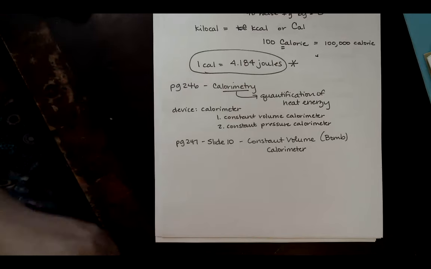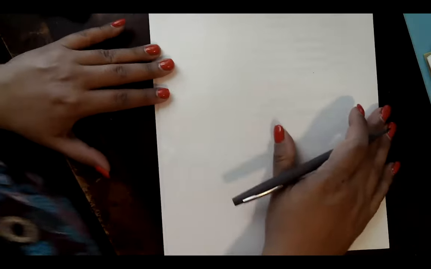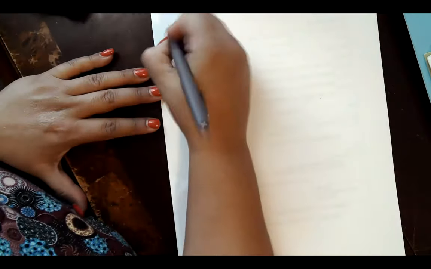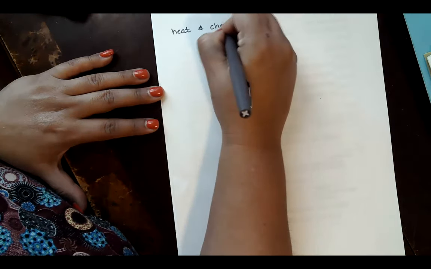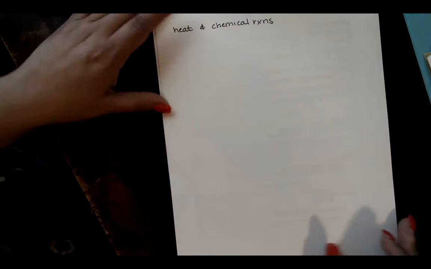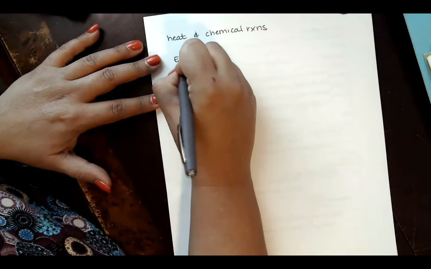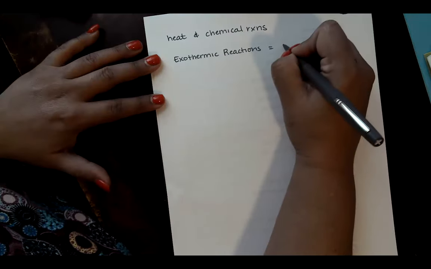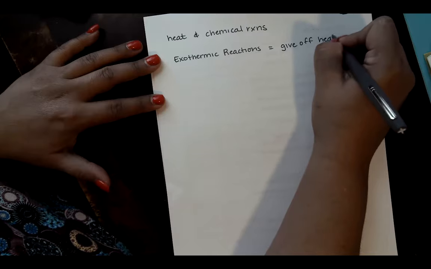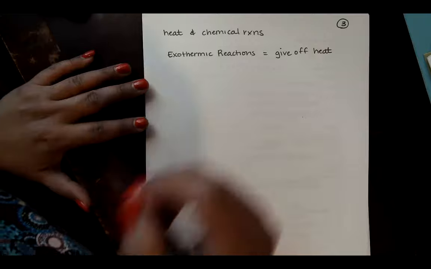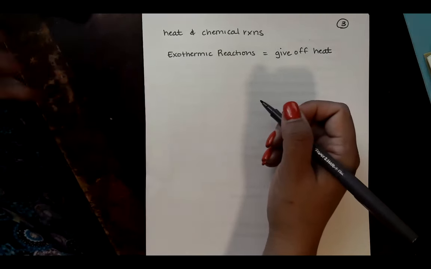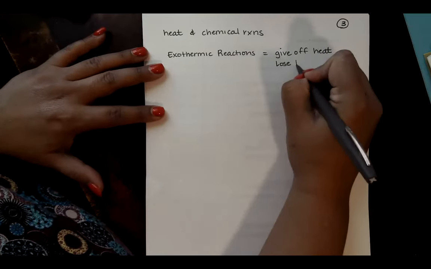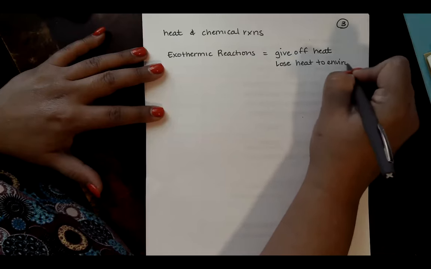So while I've got this out, this is number three. Let me talk about the heat and chemical reactions. There are types of chemical reactions that give off heat, what we call exothermic reactions. These basically give off heat. The way a chemist would describe it is that exothermic reactions lose heat to their environment.